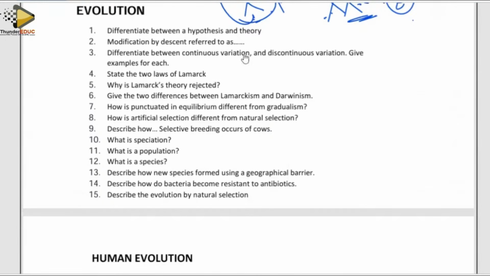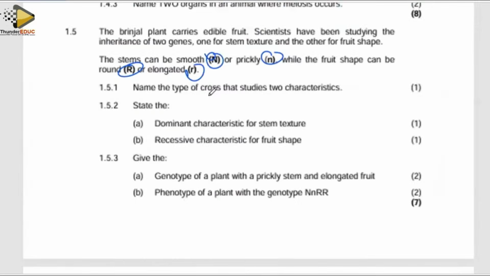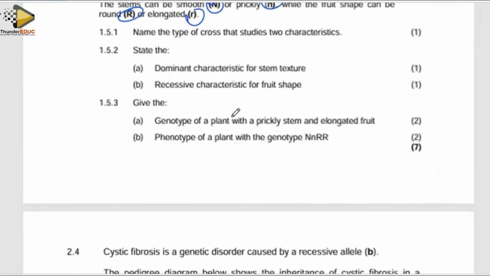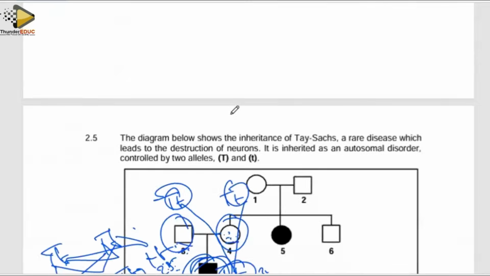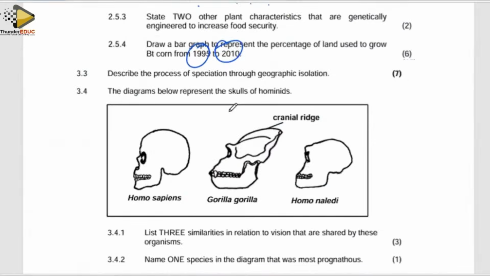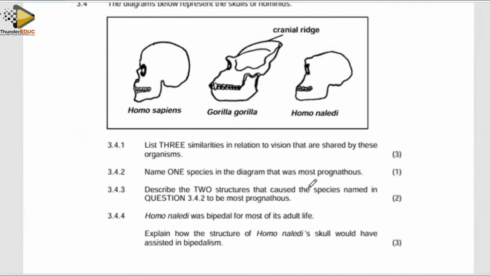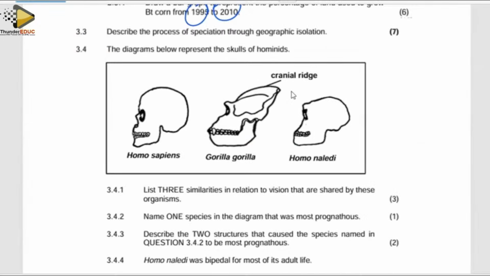So it's time for evolution. I will say that the paper is going to be very easy. Make sure that you are able to perform and get a high mark. The first question says: describe the process of speciation through geographical isolation. Speciation means the formation of new species, but using a barrier. That's what you call geographical isolation.